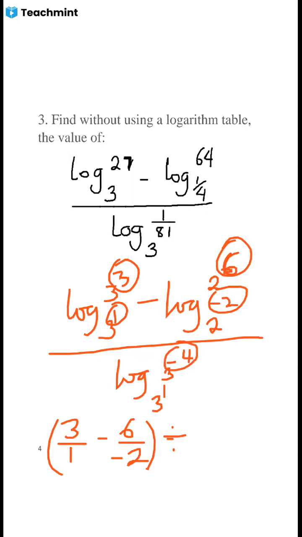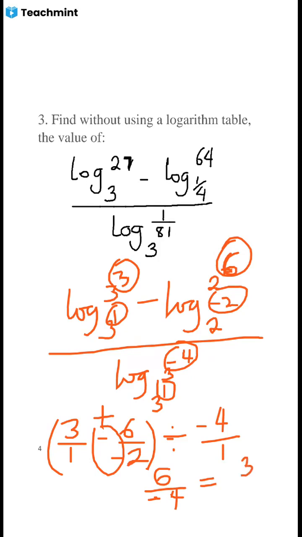Okay, this is minus 4 over 1. So now, minus times minus is going to give us plus. So 6 over 2 is what? 3. 3 plus 3 is 6. 6 divided by minus 4 over 1 is minus 4. So our answer is going to be, we divide by 2, that's going to be minus 3 over 2. That is minus 1.5. So this law is very, very easy to apply and it makes work easier.